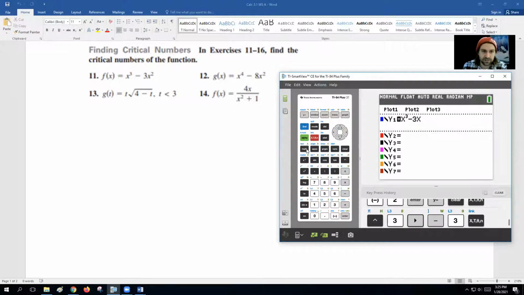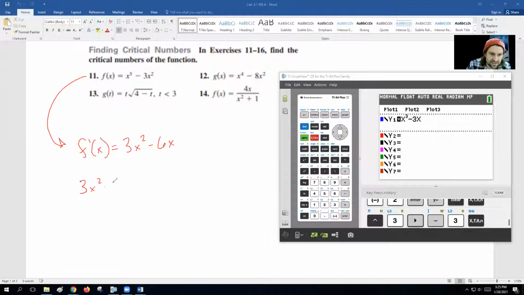Now, let's do this without the calculator first. If we're going to do this the math way, what we want to do is take the derivative. And the derivative of this is 3x squared minus 6x. Remember, critical numbers are where the derivative does not exist or where the derivative equals 0. So we could factor out the 3x here, and we would get x minus 2. If we set both of these equal to 0, 3x equal to 0 means we should have a critical number at 0. Then plugging in x minus 2 equal to 0, we get another one at 2.